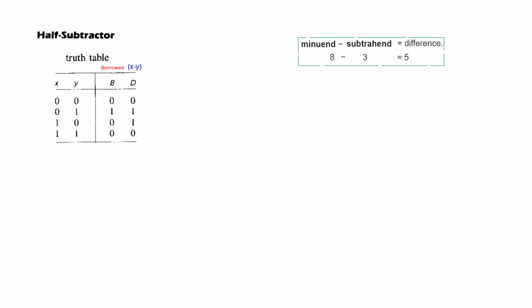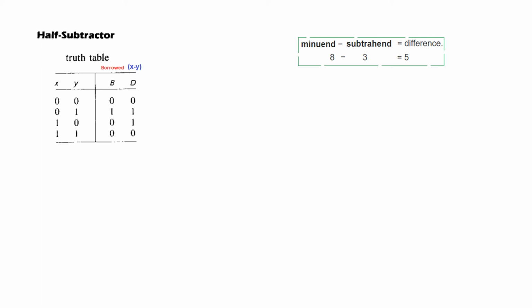Now let's quickly discuss the half-subtractor. The concept here is that we just subtract y from x. So this column, which is the D column, is the difference or subtraction. And there is another column for raising a flag that you have borrowed 1. So this is for the borrow.